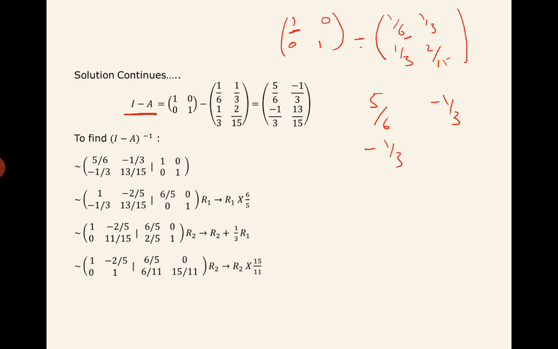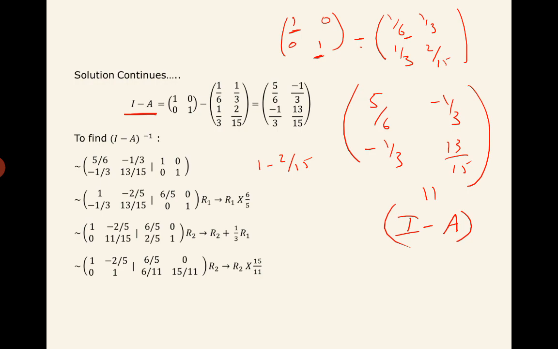And 1 minus 2 over 15 is 15 minus 2, so 13 over 15. This matrix is called the I minus A matrix, and we have to find its inverse. We have not specified any particular method in this model, so you can use any method to find the inverse. The method we have discussed in this syllabus is the reduction method, which has been given to you already.